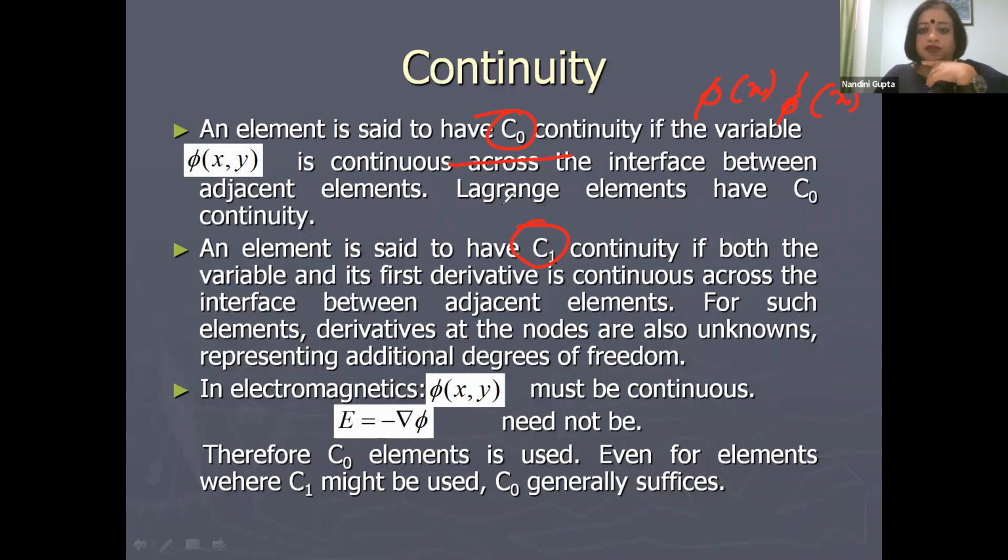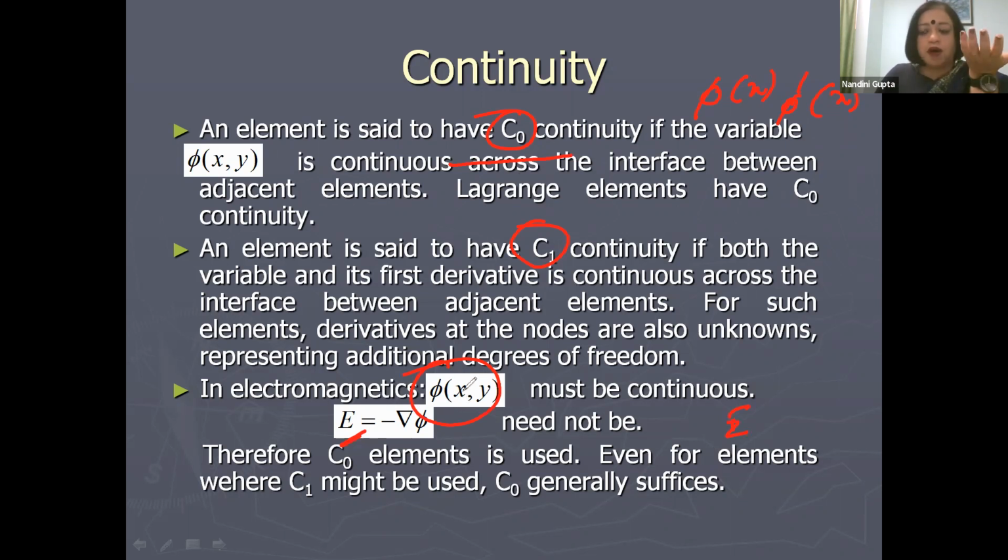We are only going to talk about C0 continuous elements, because in electric and magnetic fields, we can work with C0 continuous elements, and that is enough for us. So what does it mean? That means phi has to be continuous. What is the derivative of phi? E is equal to minus grad phi. So the electric field does not have to be continuous across boundaries. It is only phi which needs to be continuous.